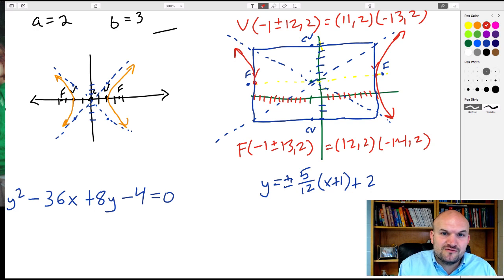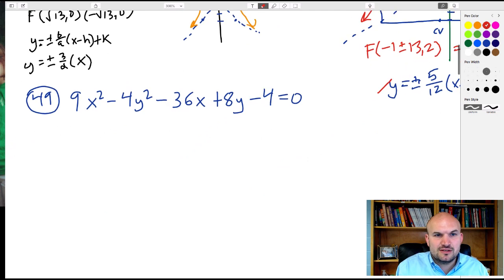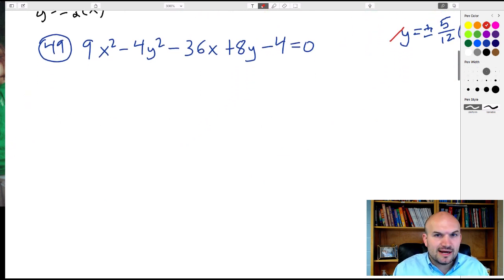Obviously, if you need to find the equation of the asymptotes, you're going to have to simplify that algebraically. But if you just need to be able to sketch a graph of the asymptotes, that's a nice little way. All right.